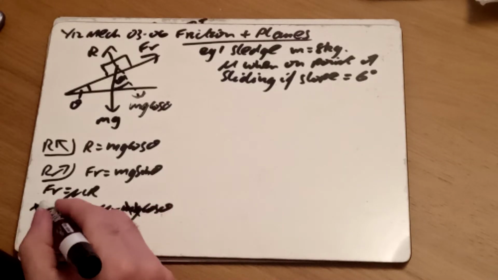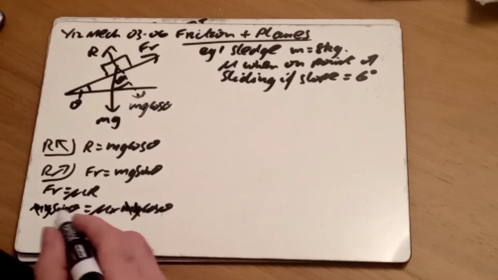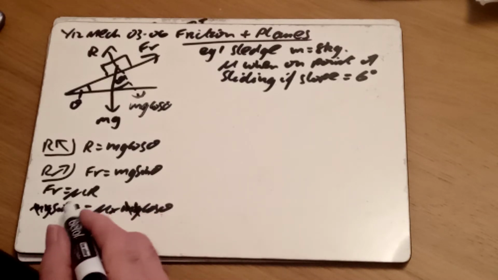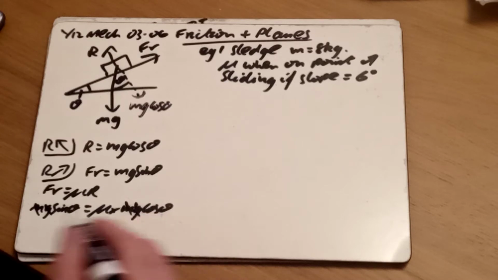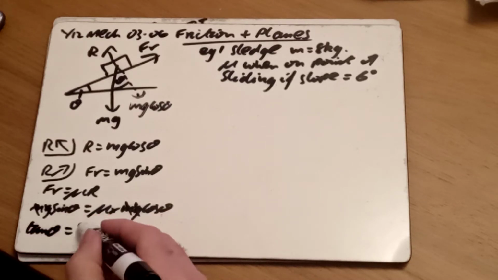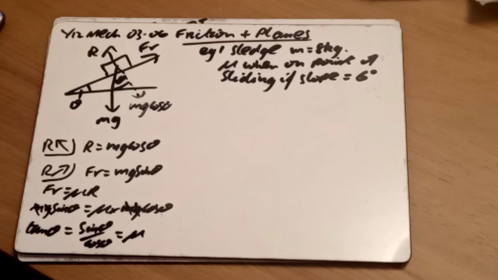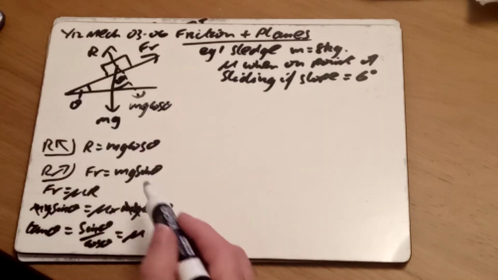The m and the g cancel out, so the mass is almost irrelevant to this situation. And what I can do with this one, I've got sine theta equals mu cos theta. I can cross divide and get tan theta, which is sine over cos, equals mu. So in its limiting situation, the value of mu and the value of theta are linked.